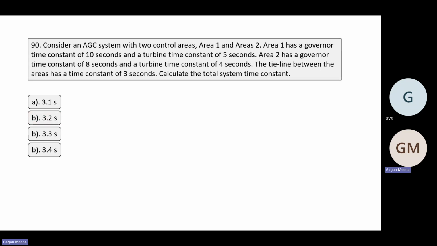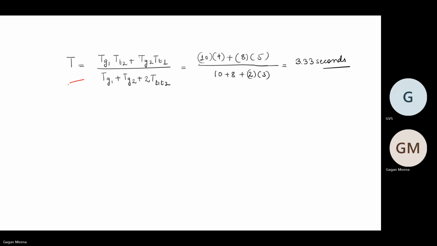Consider an AGC system with two control areas, 1 and 2. Area 1 has a governor time constant of 10 seconds and a turbine constant of 5 seconds. Area 2 has its own governor and turbine time constants, and the tie line constant is given. We have a formula for this, and using it you can calculate: governor 1 into turbine 2 plus turbine 2 into governor 1, divided by governor 1, governor 2 plus 2 times the tie line time constant.